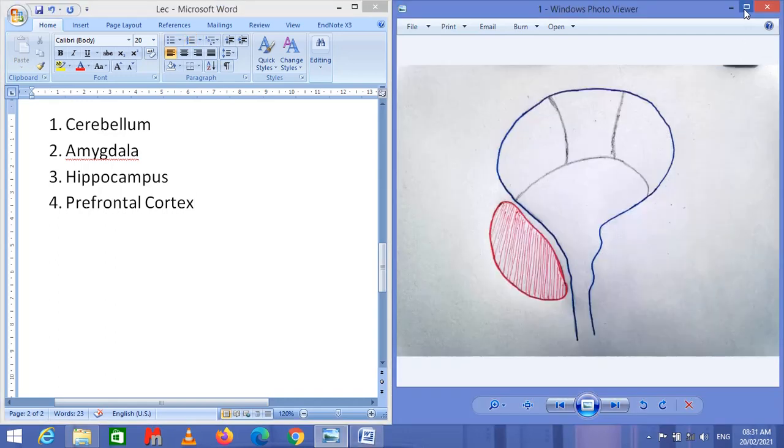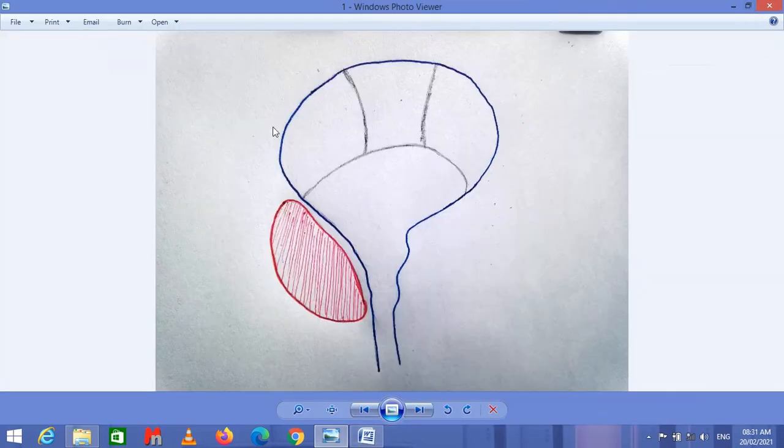Going to the first slide. This is the brain. This part represents the forebrain. This part represents the midbrain, while this part represents the hindbrain. This is the frontal lobe of the cerebral cortex. This is the parietal lobe. This is the occipital lobe, and this is the temporal lobe. Coming towards the cerebellum, this is the cerebellum. This is the part of the hindbrain.